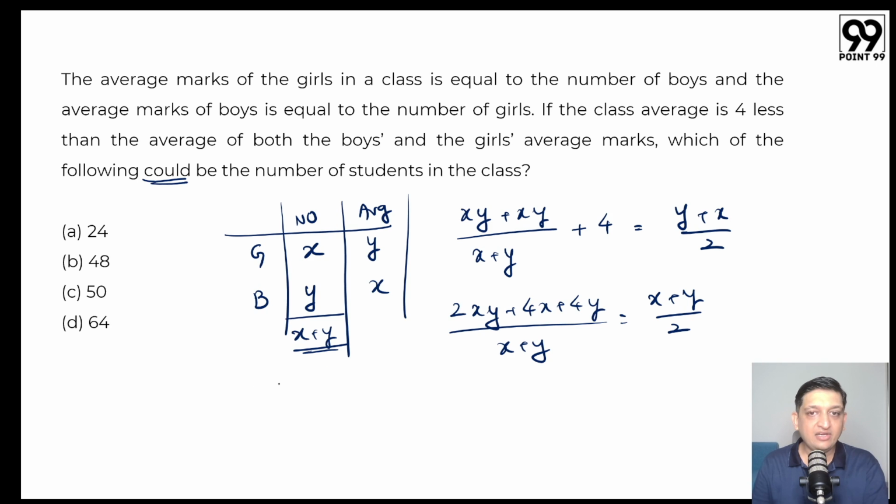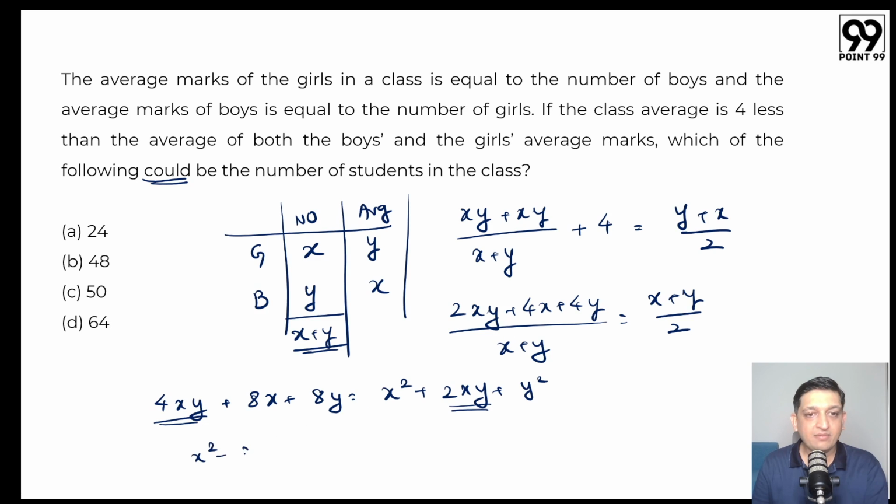Now if I just cross multiply things, I'm going to get 4 times XY plus 4 into 2, that is 8X, plus 4 into 2, that is 8Y, will be equal to (X plus Y) the whole square, which is going to be X square plus 2XY plus Y square. Now if I just take this term here, what am I going to get?